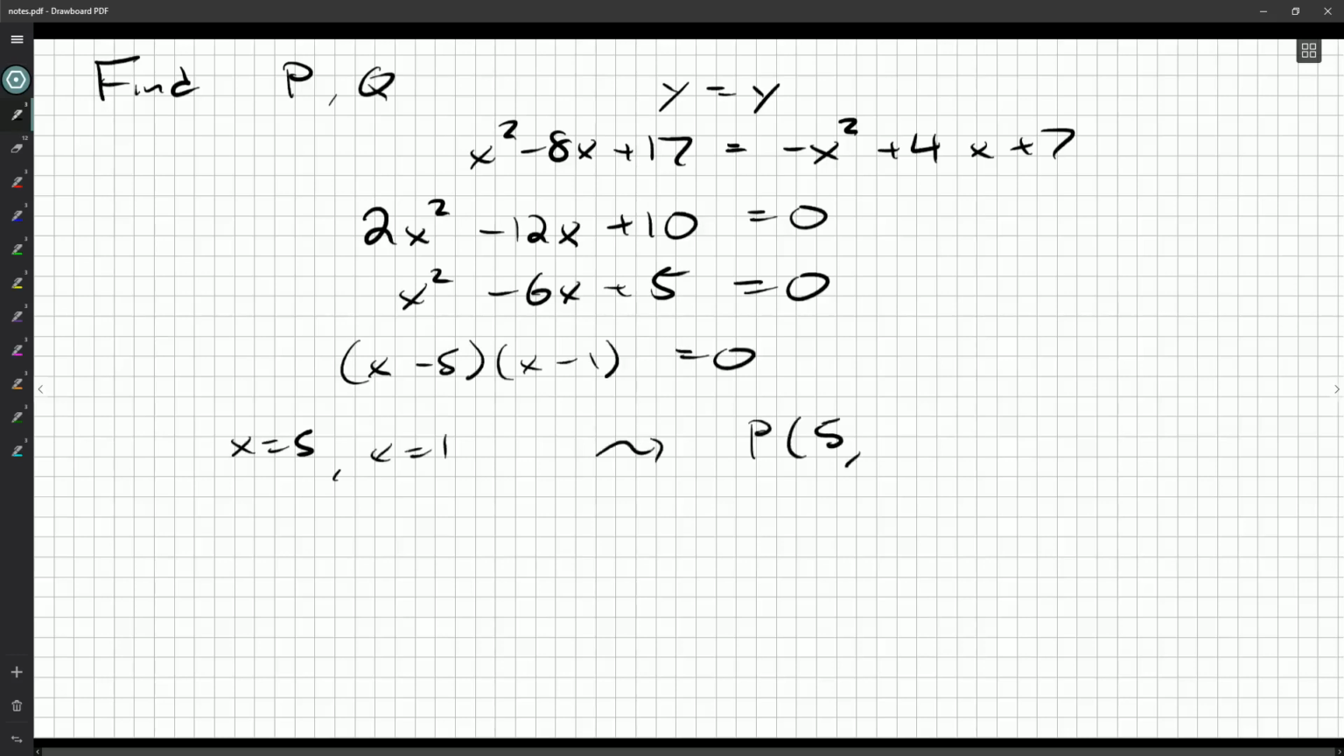So we'll get 5, and then we plug in 5. Minus 5 squared is 25, minus 25. Plus 20 would be minus 5, plus 7 is 2. And then Q we'll say is at 1, and then minus 1 squared plus 4 is minus 1, plus 4 is 3, plus 7 is 10. There we go.